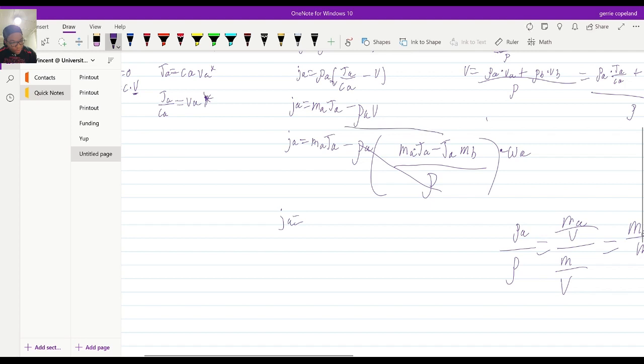Then I'm going to pull out all those diffusive fluxes of A. The mass diffusive flux of A equals the molecular weight of A minus the mass fraction of A times the molecular weight of A minus the molecular weight of B, times the molar diffusive flux of A. All right, and so we're done.